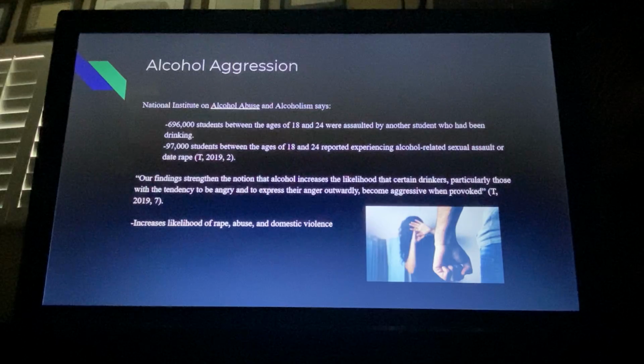And then there was also a study that found that alcohol actually increases the likelihood that certain drinkers, particularly those with a tendency to be angry, become more aggressive, and that's been proven. And it also increases the likelihood of rape, abuse, and domestic violence.